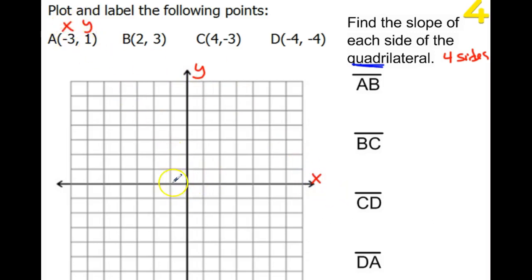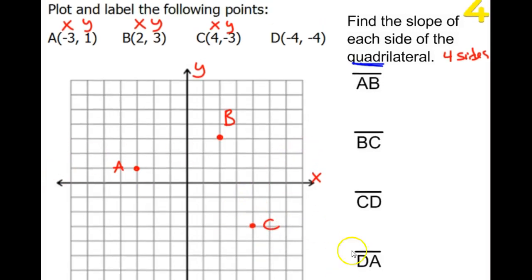So x is negative 3, so 1, 2, 3 to the left, and up 1. There's A. B, x is 2, so 1, 2 to the right, and up 1, 2, 3. There's B. C is 4, 1, 2, 3, 4 on x, and then negative 3, that's down. There's point C. And last, negative 4, negative 4. So negative 4 is to the left, and then down 4. Take a second and connect your dots. This is our quadrilateral.